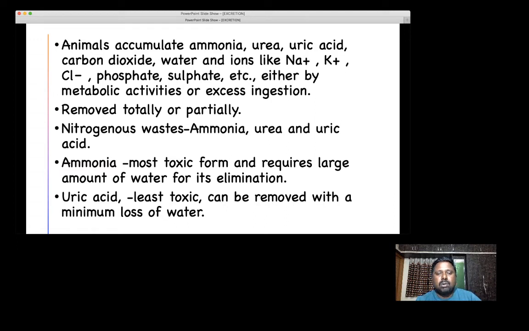The first one is nitrogenous waste, that is ammonia, urea, and uric acid. These three items are called nitrogenous waste. Among the three, ammonia is the most toxic form of waste, and it requires a large amount of water for excretion. Uric acid is the least toxic waste, and it is eliminated with a small amount of water.